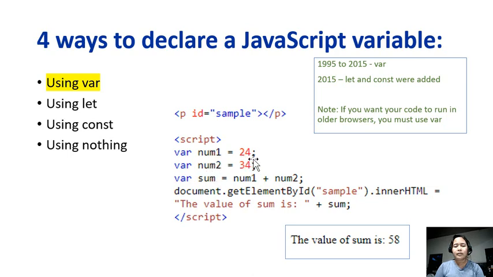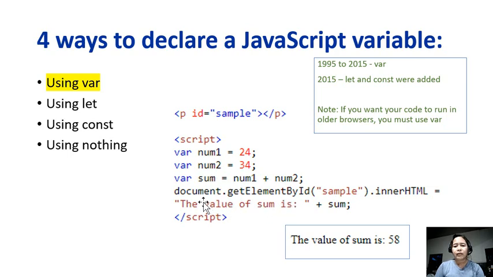So num1 is declared or given an initial value of 24 using your assignment operator, and then num2 is given an initial value of 34, and you declare the third variable sum using the values that are already stored in num1 and num2. So that will add 24 and 34 and store it to sum.